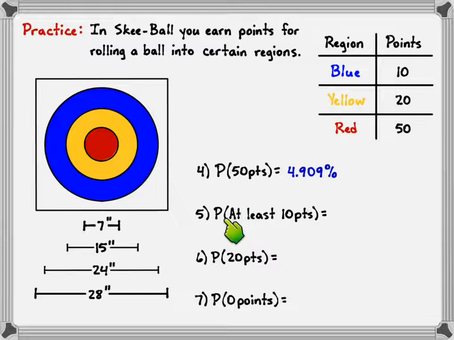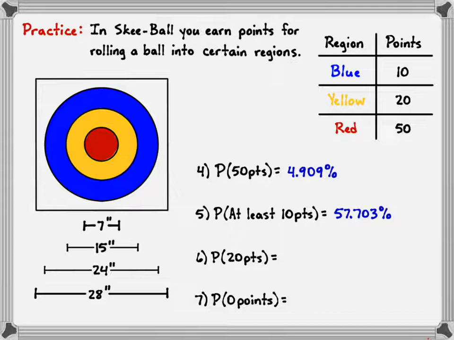So the probability of getting at least 10 points is going to be the area of this big circle over the entire square. So the area of this big circle would be pi times 12 squared, because the radius of the big circle is half of 24. So pi times 12 squared, all over 28 times 28, and that works out to be 57.703%.